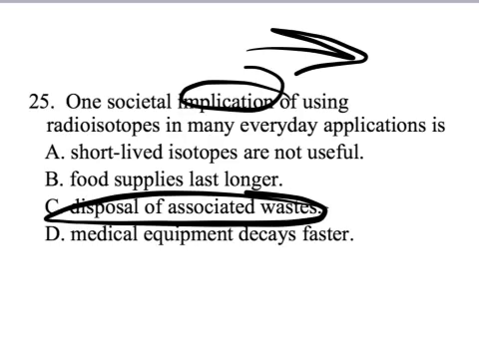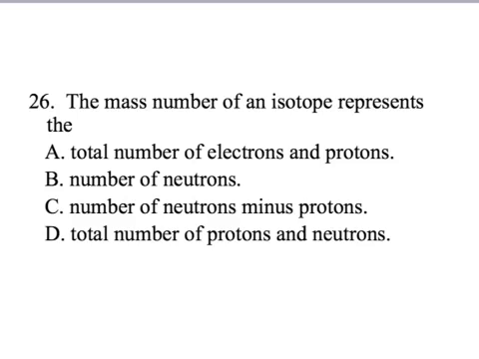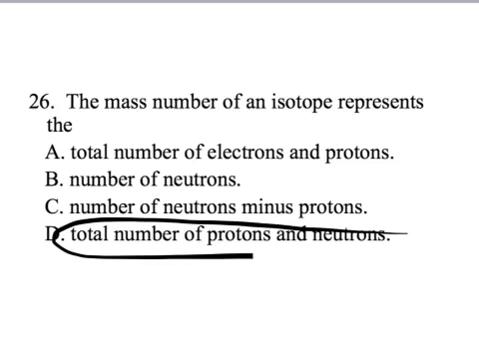The mass number of an isotope represents, well, what does it represent? We've talked about it. And what is it? It's the number of protons plus neutrons, because those are where we find the weight of an atom. It's in the nucleus. It's a dense core when compared with the electrons.